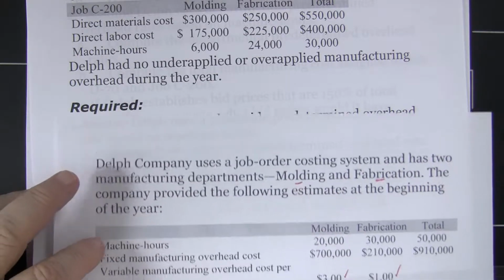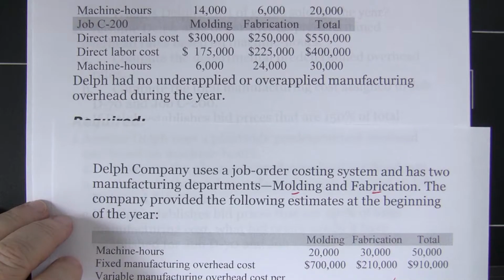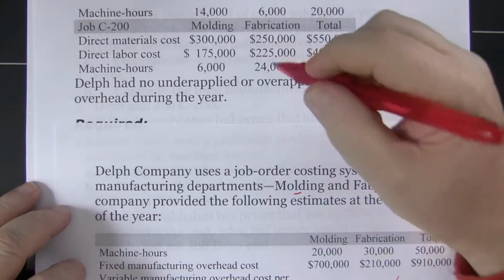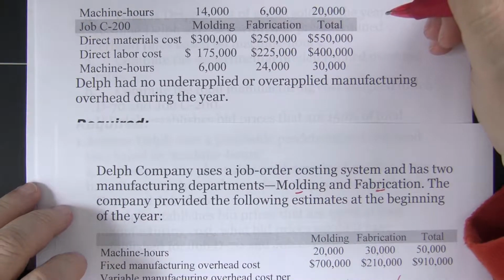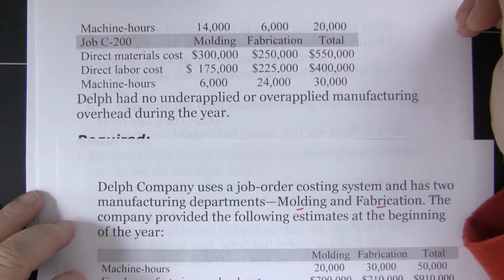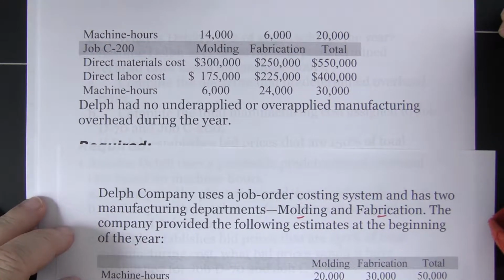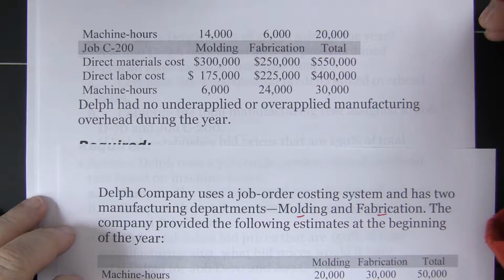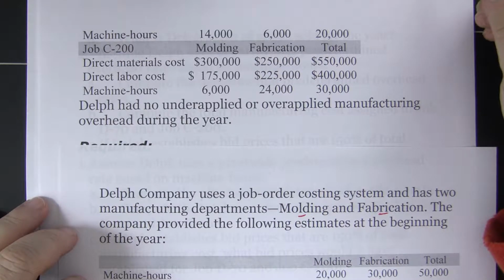Okay, they had no under-applied or over-applied manufacturing overhead. That to me is unrealistic. I've never seen a company do that. It means they guessed exactly a year in advance exactly what their overhead costs were going to be and exactly how they were going to apply that. If they were that smart, they wouldn't have to make anything. They would pick lottery numbers and sit back and relax. But anyhow, that's what they're telling us.